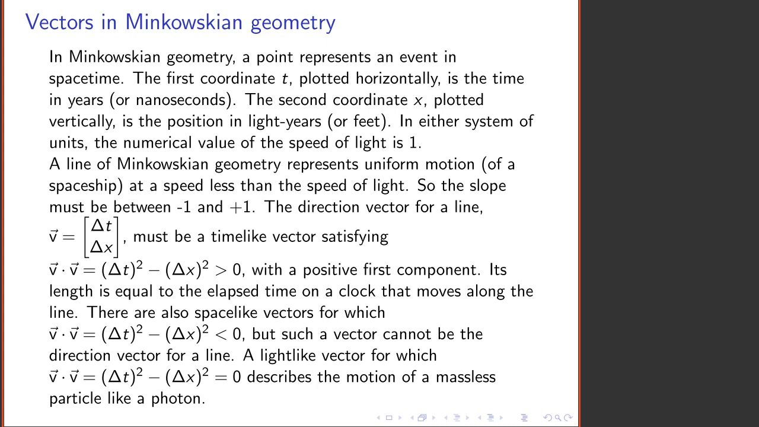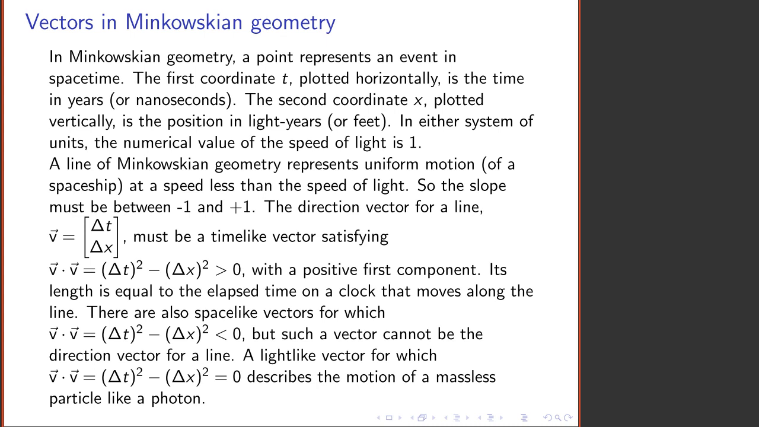That means that the direction vector for a line has to be a vector for which the square of the time coordinate minus the square of the space coordinate is greater than 0. Notice in Minkowskian geometry, I change a sign in my definition of the dot product. You've already seen this done before in hyperbolic geometry. And once I do this, the third postulate about the inner product is no longer valid. Instead, it's been replaced by a postulate that says there exists a vector with positive squared length, and there also exists a vector with negative squared length.